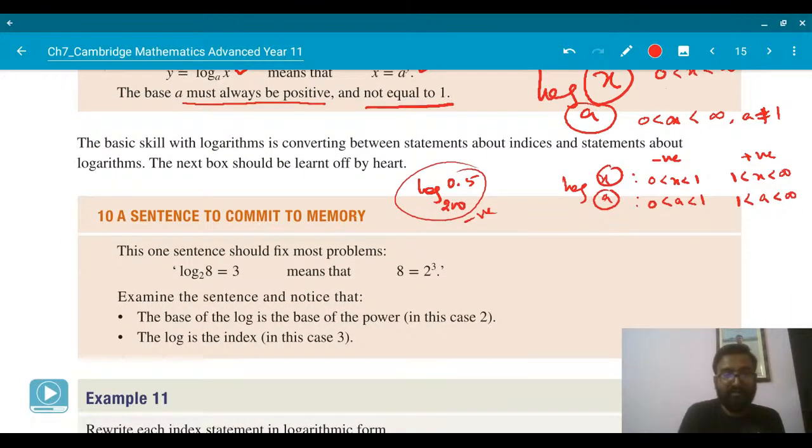Okay, it is the same. The log is the index. So this is the notation only. Examine the sentence and notice that the base of the log is the base of the power. The log value is the index. 3 is the index of this power.